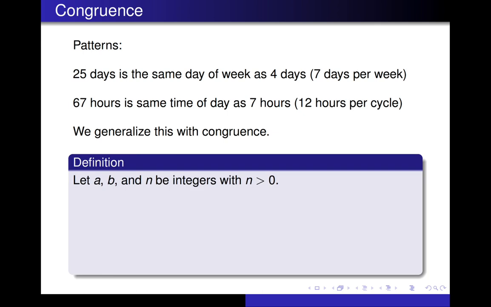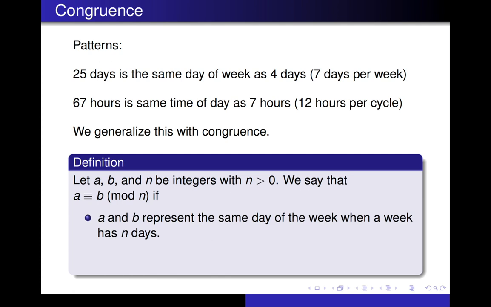All right. So let A, B, and N be integers, and suppose that N is a positive integer. I'm going to tell you what it means for, and the way we would read this is, A is congruent to B mod N, or if you want to be fancy, A is congruent to B modulo N, right? I'm going to tell you what that means. The A, B, and N all play an important role here.